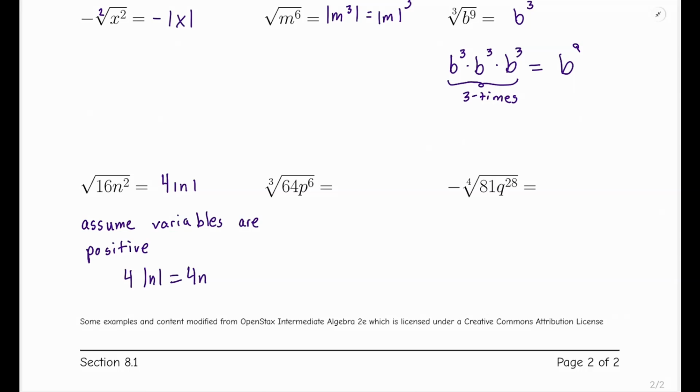Cube root of 64p to the sixth, well, that'll be 4p squared. And then negative the fourth root of 81q to the 28th, well, that'll be negative 3q to the seventh. And that is it for section 8.1.